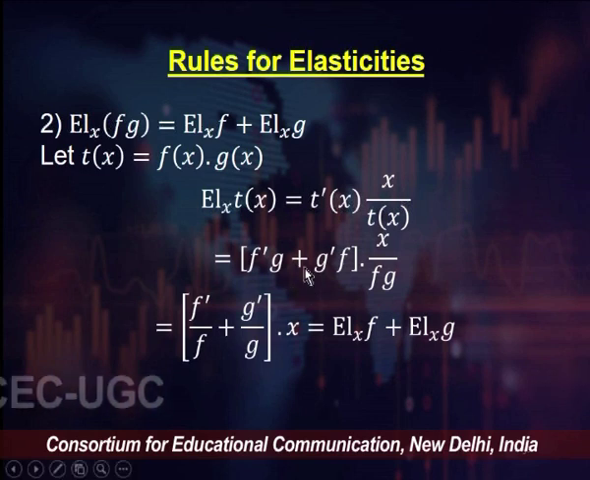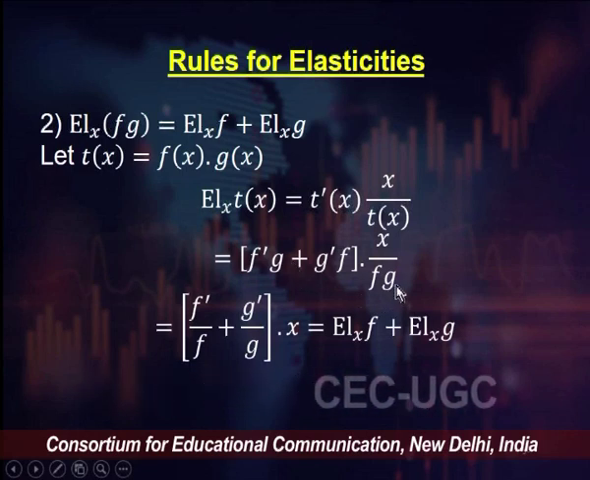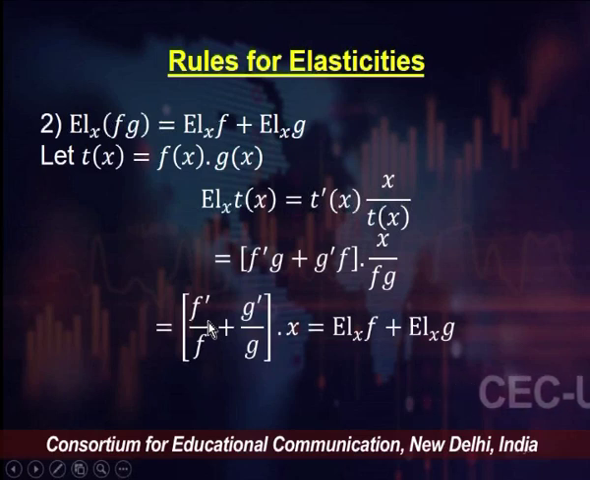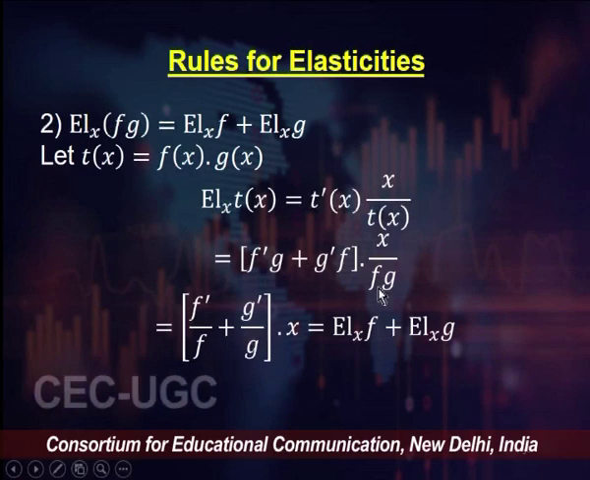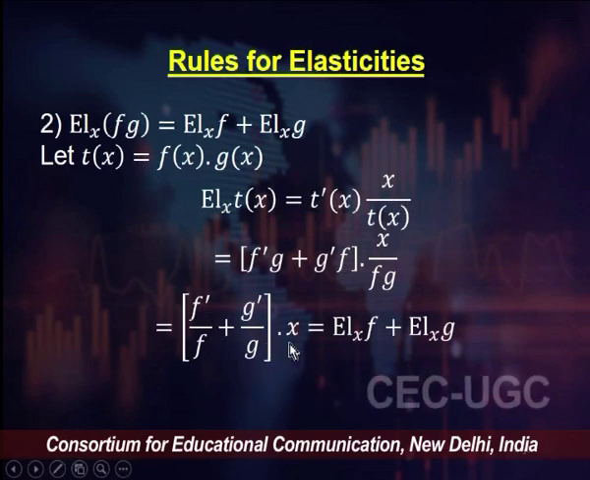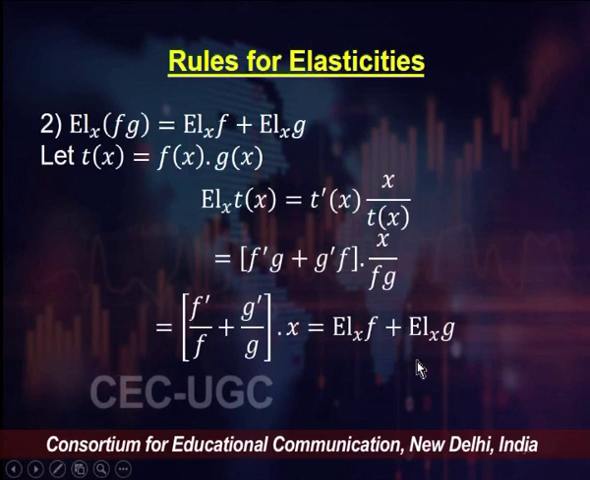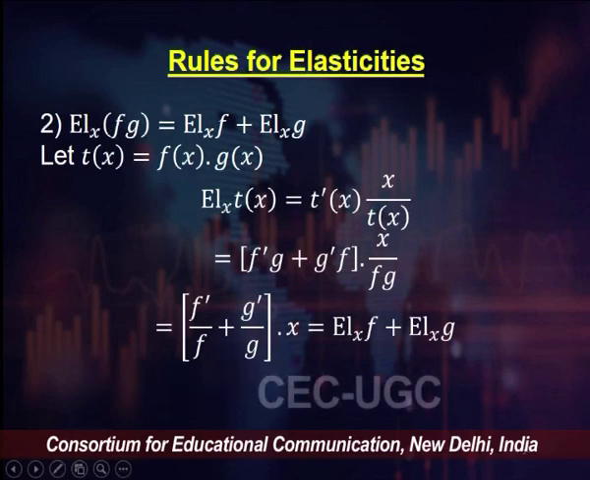This then, because the g will cancel out in the first term in the brackets with the g outside in the denominator, leaves us with f prime by f in the first term plus g prime by g, because the f will get cancelled, and the whole thing will then be multiplied by x. So this is nothing but elasticity of f with respect to x plus elasticity of g with respect to x.